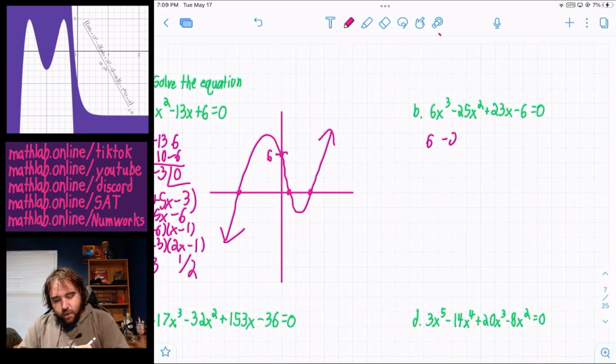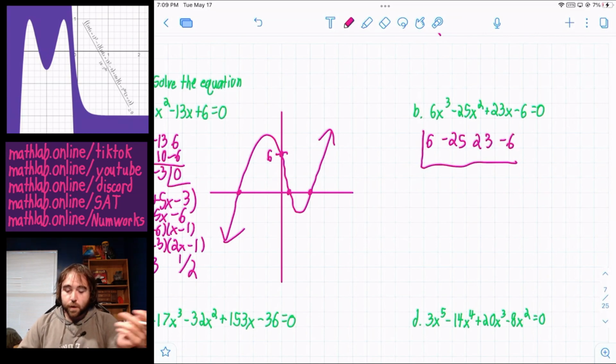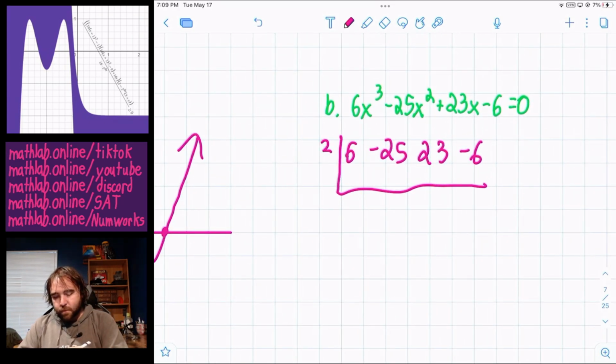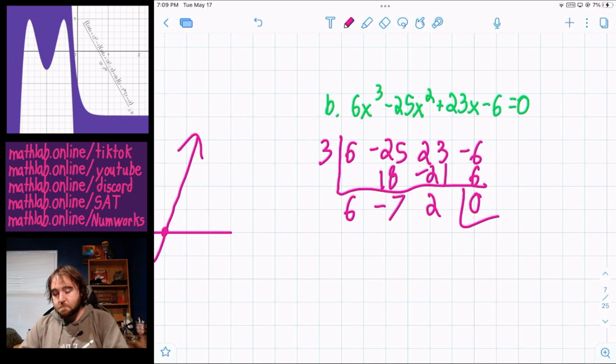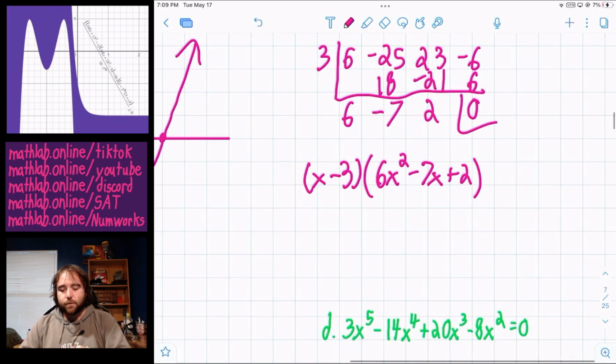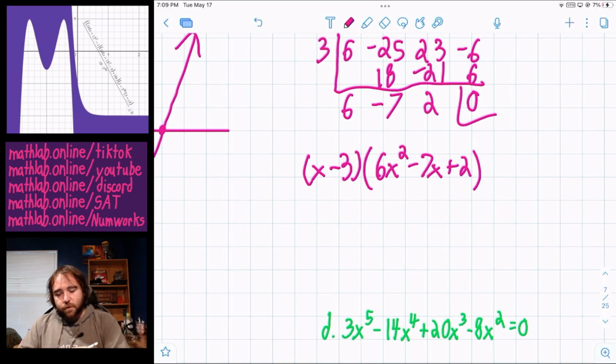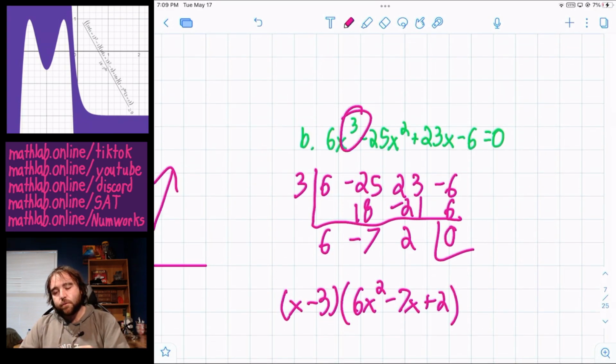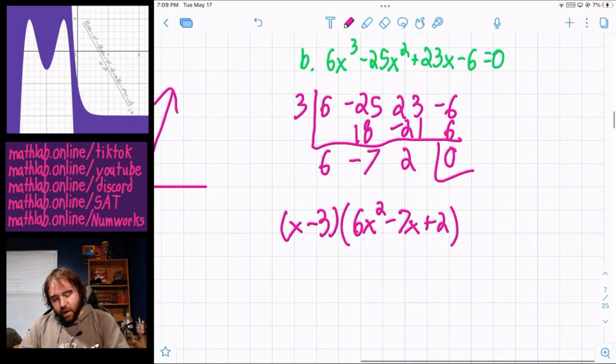Next, 6, -25, 23, -6. Does 1 work? No. Let's try 3 maybe. 6, 18, -7, -21, 2, 6, 0. It's pretty good. So we got x minus 3, 6x squared minus 7x plus 2. Remember when you do these, it doesn't matter which one you get first, because there's 3 answers, right? It's x cubed, so there's 3 answers. You can get any one of them first. It's not like you have to try a specific one first.